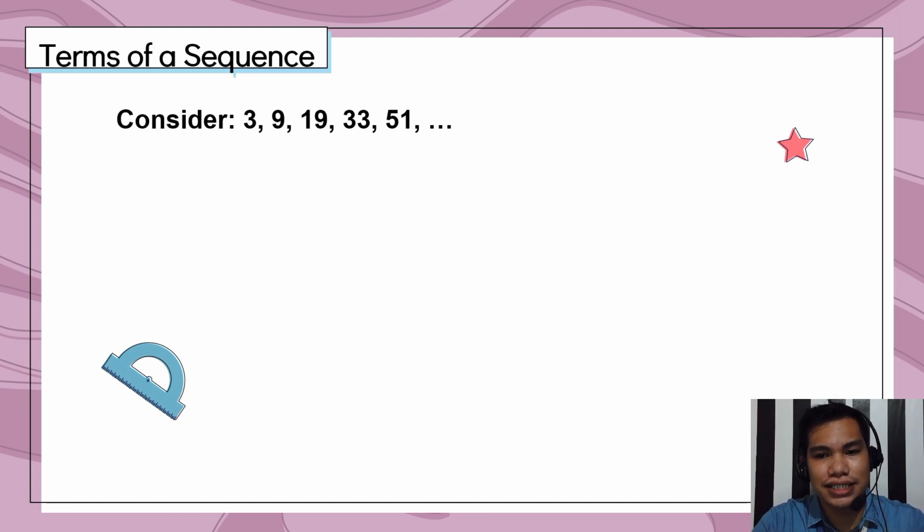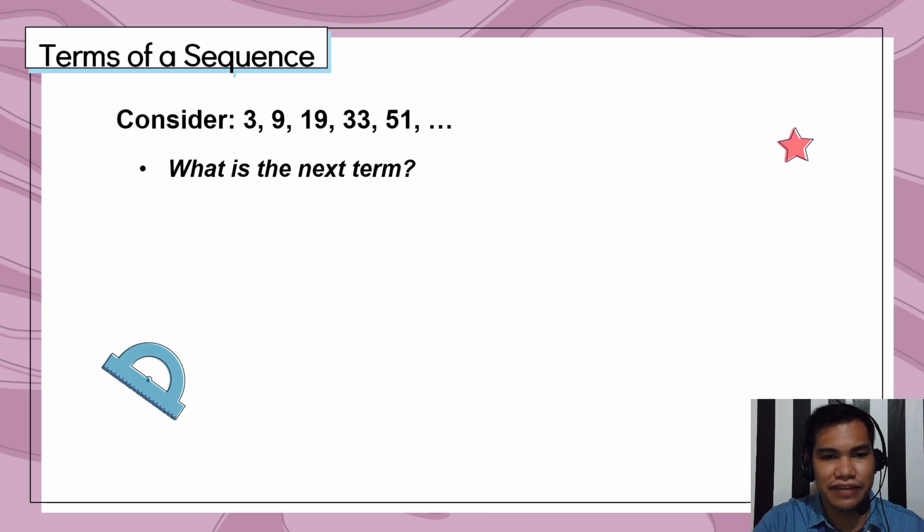Sige, for instance, we are given again the same sequence, 3, 9, 19, 33, 51, and so on. What if we are asked by the following question? So, gipangutan na ta. What is the next term? 3, 9, 19, 33, 51. What is the next term? Sige, pwede ta magtagna-tagna. Pero in this case, para maka-sure ta sa atong answer, we will be constructing a difference table.